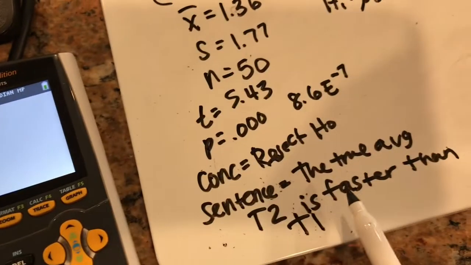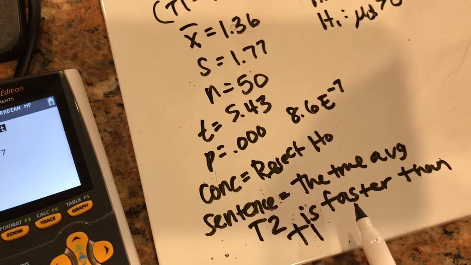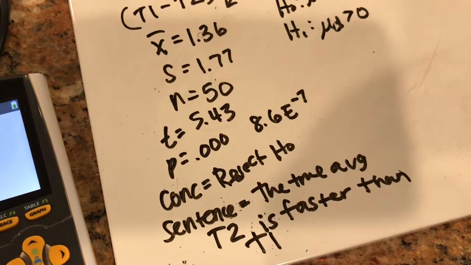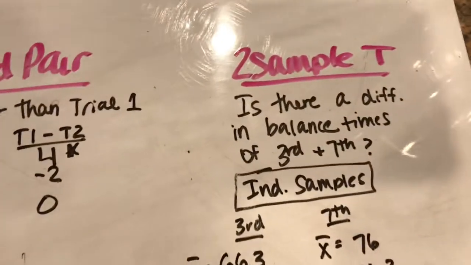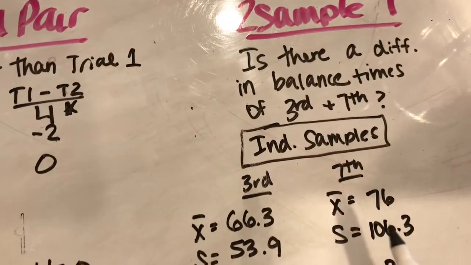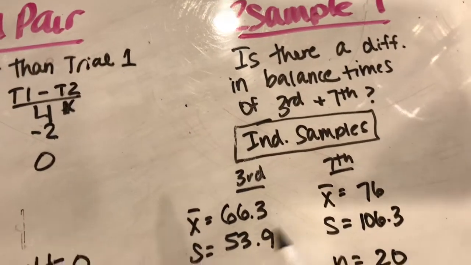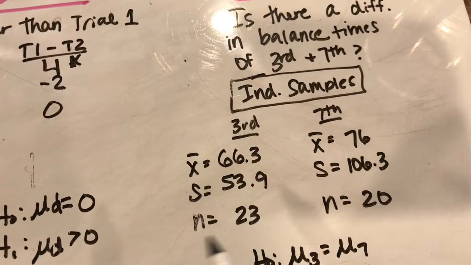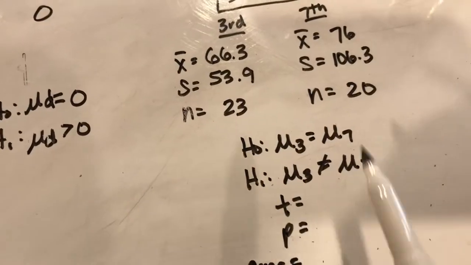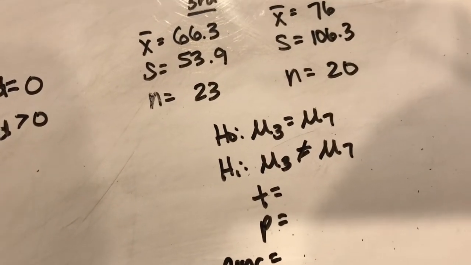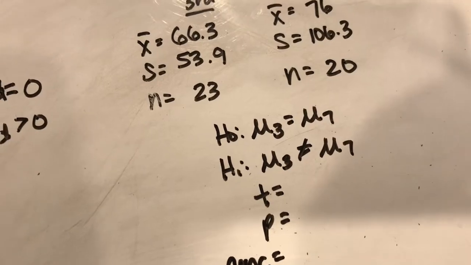Some of you guys were saying is higher. It's not higher, it's faster. Remember, faster means you're taking less time to do trial 2 than to do trial 1. Okay, and then a 2-sample t-test is if you have 2 totally different groups of people. 3rd period and 7th period are different groups of people. So you would want to use a 2-sample t-test. And I think you guys know how to do these in your calculator. You would just enter this information in your calculator, and here's your hypothesis. The conclusion that we found was the 2 classes' average times are not significantly different.